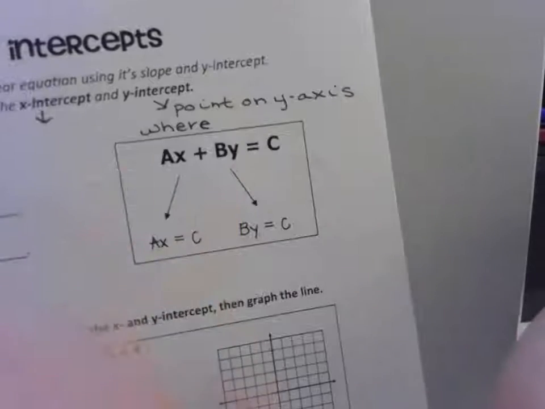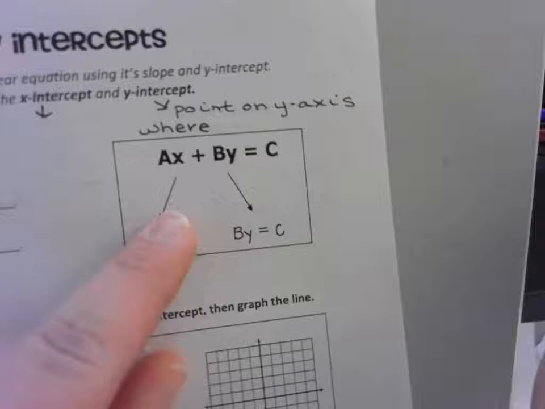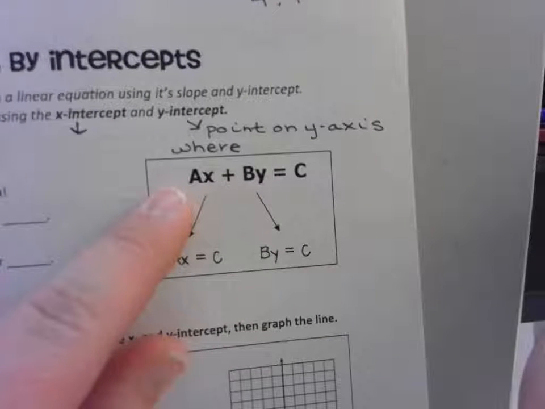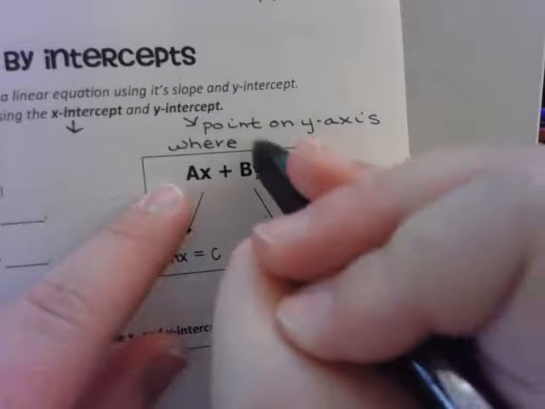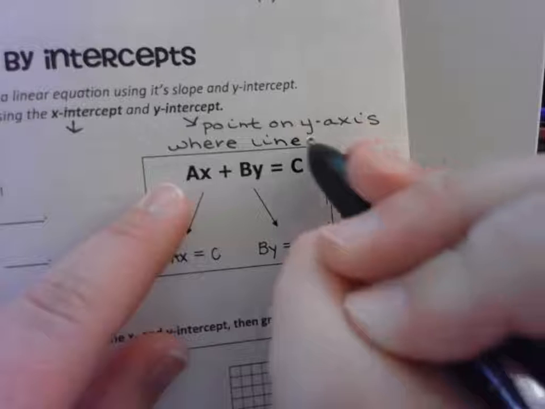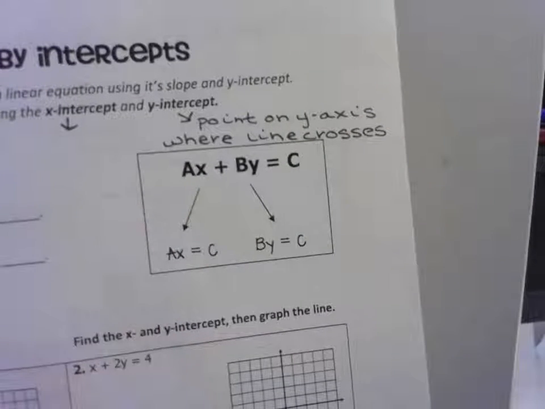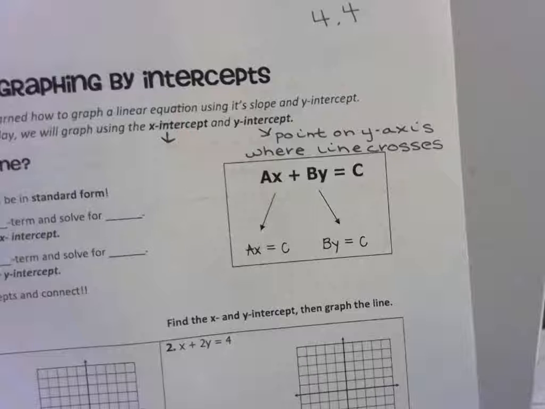Get your notes out. You have part of the definition. You have 2/3 of it. It's a point on the y-axis where what happens? The line crosses. That's what I mean when I say the intercept. It is the point on the y-axis where the line crosses. We did it on the warm-ups. If my y-intercept was 3, I put a point on the y-axis at 3, and then my line went through that.